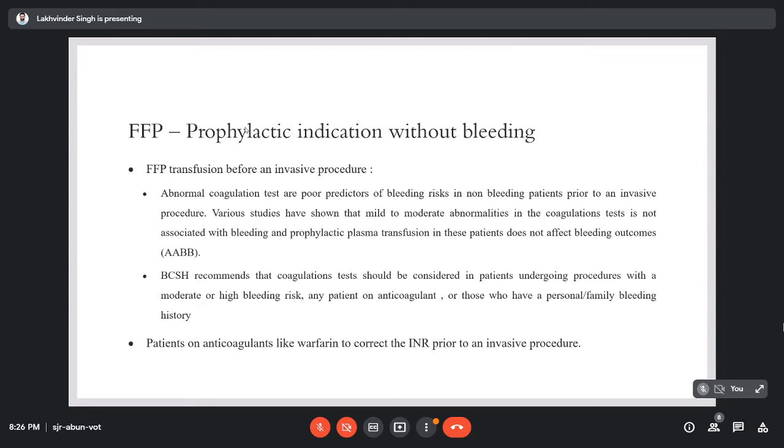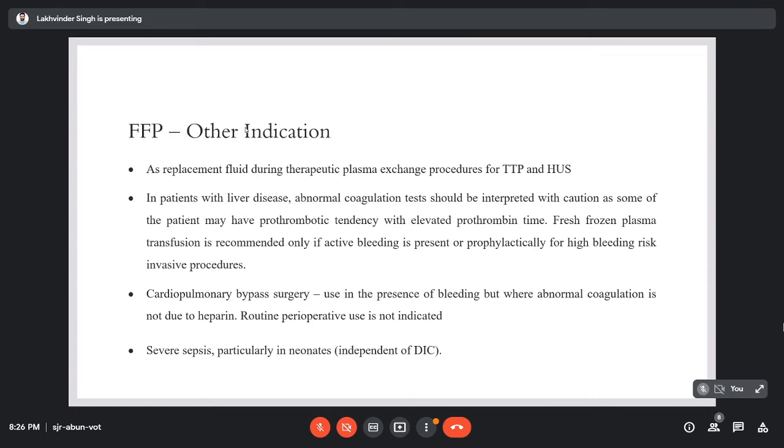Patients on anticoagulants like warfarin, to correct the INR prior to an invasive procedure. And other indications: it's used as a replacement fluid during therapeutic plasma exchange for thrombotic thrombocytopenic purpura and hemolytic uremic syndrome, as I've already explained.